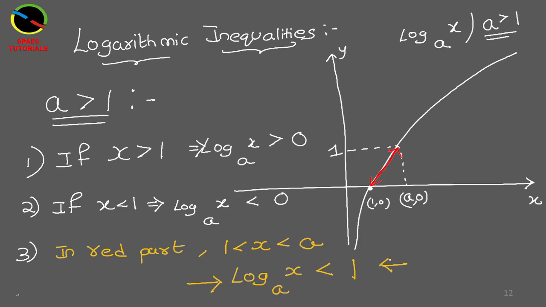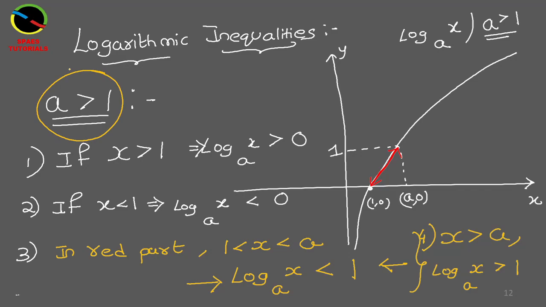Okay friends, just one more inequality is there. From here only, when again the base is greater than 1 and x is greater than a, log x base a is going to be greater than 1. So these are the four inequalities which we can discuss when the base is greater than 1. Let's go to the base which is 0 less than a less than 1.